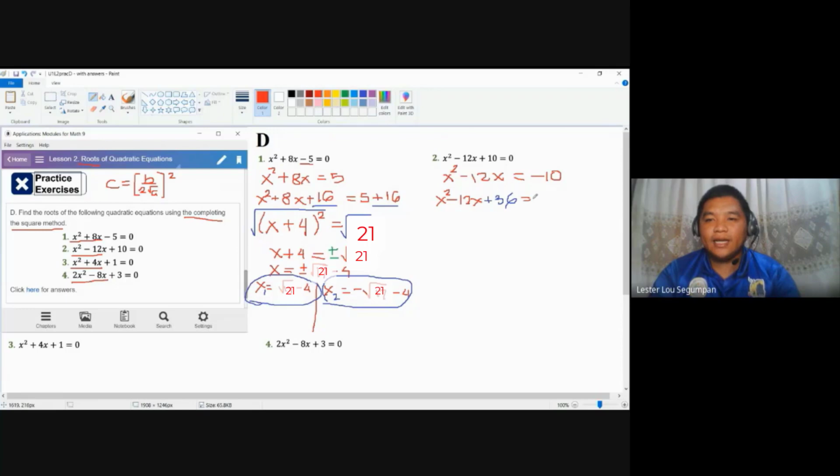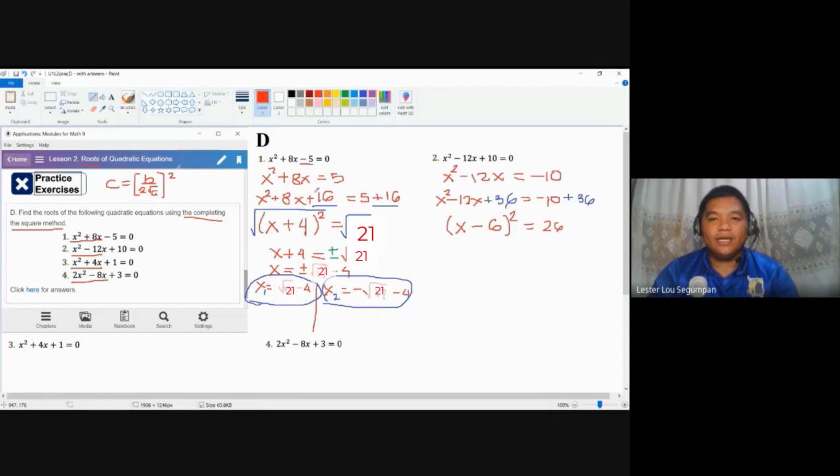You added 36 there. You also need to add 36 on the other side. Then we can now express this as the square of a binomial. Square root of the first term, x. The square root of 36 is positive and negative 6. But which is to be used? Look at the sign of the second term, minus 6. So the square of it is equal to, you have here, positive 26.